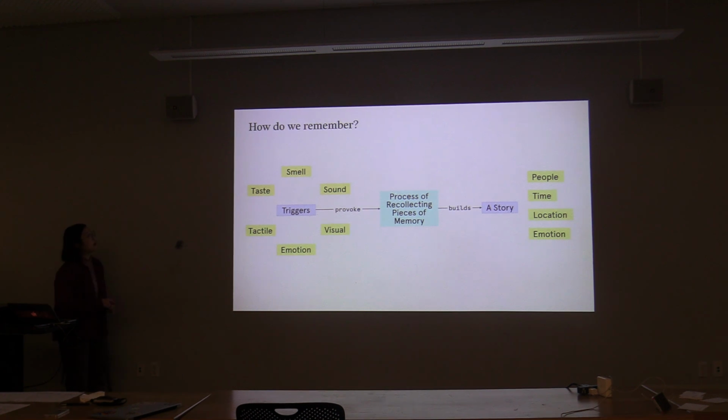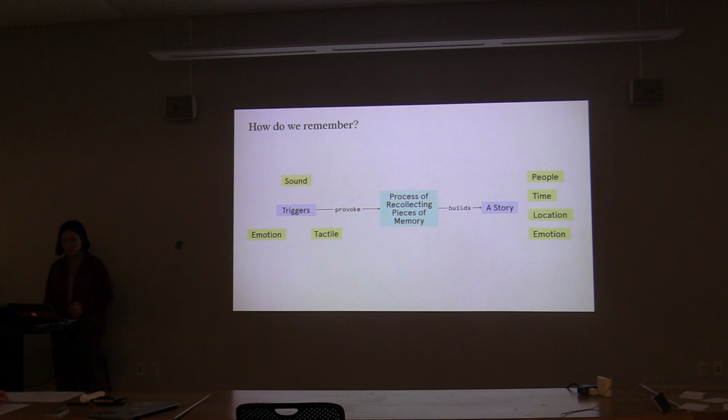the process of thinking about how we actually remember. It comes from a trigger that might be in both tangible and intangible form that provokes the process of recollecting pieces of memory, which eventually build a story. But we have to repeat this process over and over again in order to reinforce a memory, to turn a working memory into a permanent memory. So we have to remember to remember.